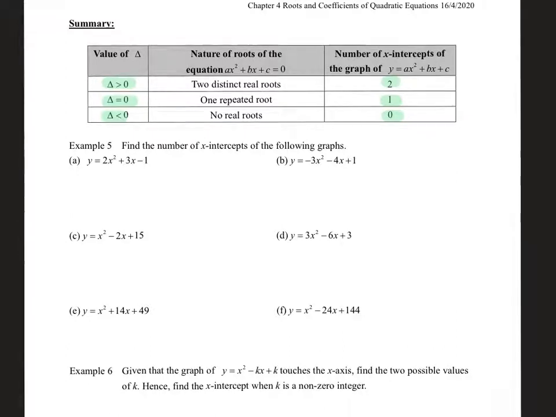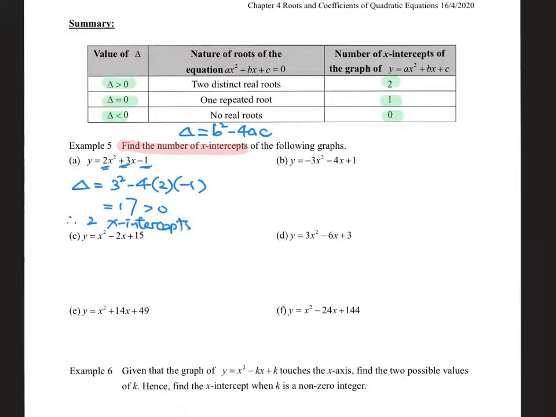So next time when you see a question like example 5, with which you are going to find the number of x-intercepts, you can simply check the value of delta, which is b squared minus 4ac. Now you have to identify the values of a, b, c. For example, in 5a, a is 2, the leading coefficient, b is 3, while c is minus 1. So delta will be b squared, 3 squared, minus 4 times a, which is 2, times c, which is minus 1, which gives you 17, which is greater than 0. As a result, you can draw a conclusion that there are totally two x-intercepts.